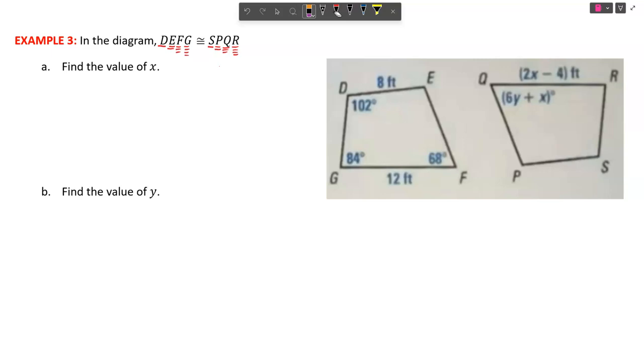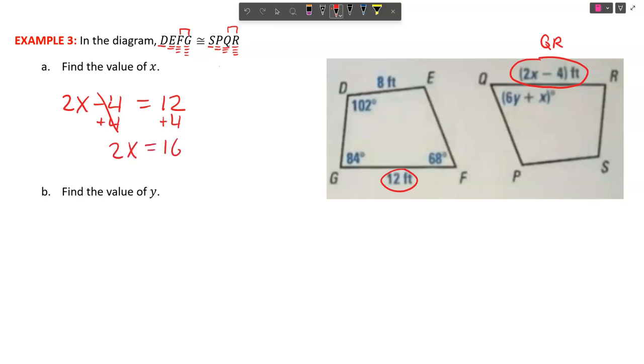So let's start with X. We'll see here that I have an X listed as 2X minus 4. Now that segment is segment QR. QR is the last two positions of my quadrilaterals, so its corresponding part would be FG. Notice over here that FG is equal to 12. So we just set these two equal, and now this allows me to solve for X. So we're going to get 2X equals 16. Divide both sides by 2. My X here is going to equal 8. So X is equal to 8.